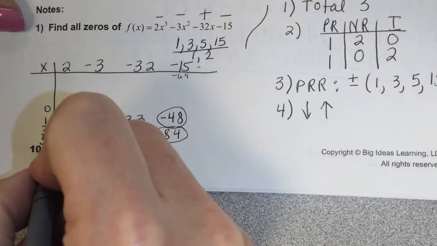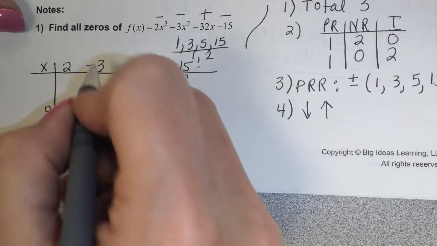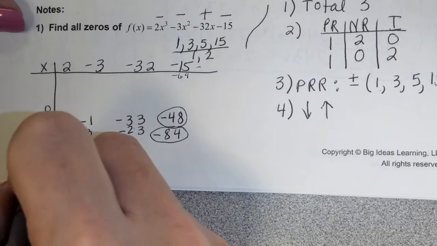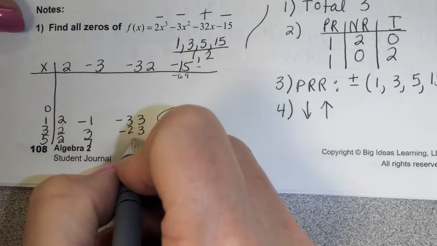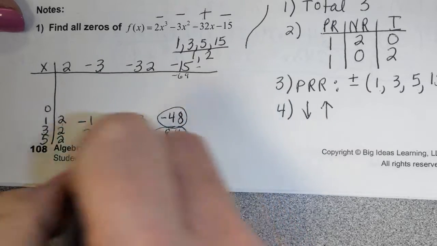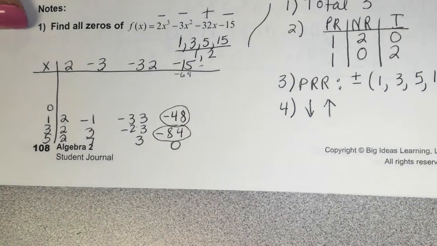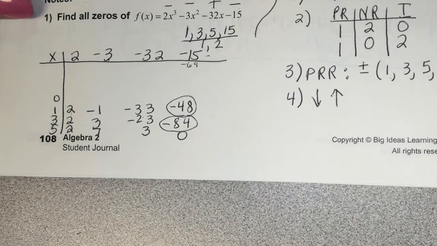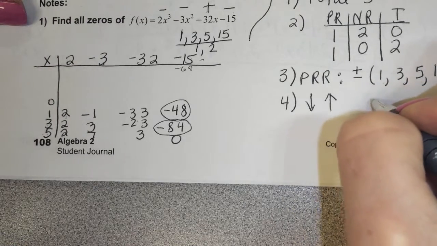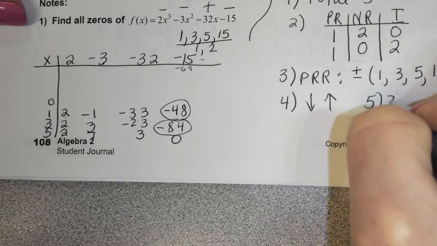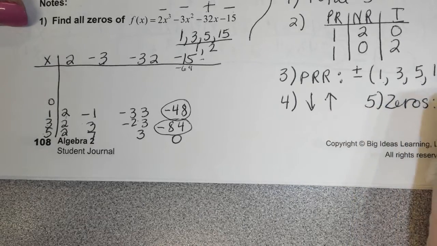I bring down the 2. 2 times 5 is 10. I add it to that. 5 times 7 is 35. I add it to that. 3 times 5 is 15. I add it to that. Great. Why is that so good? That's our 0 finally. So for my zeros, I have one of them. It's x equals 5.